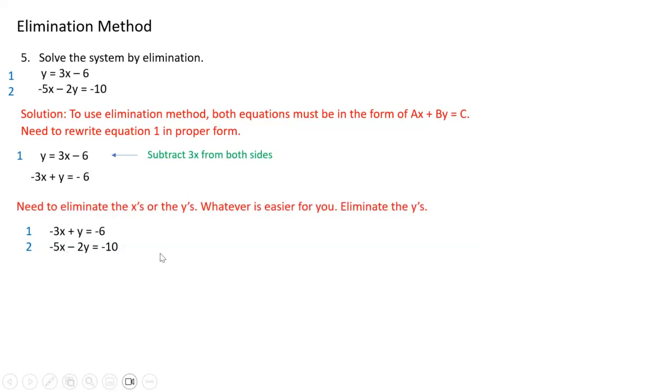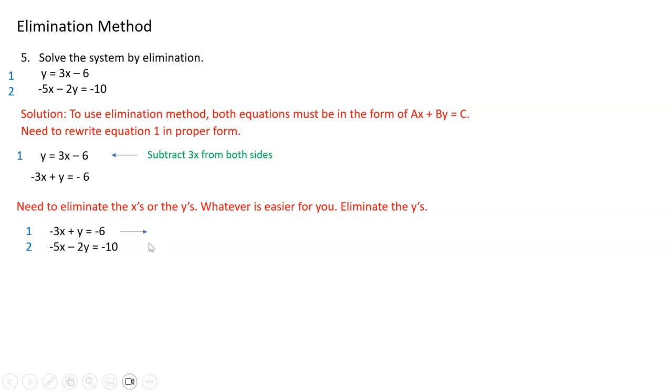Now here, like I tell my students, it's up to you what's best for you. You have to get rid of the y's or the x's. That's why it's called the elimination method. This method is also called the addition method, but in this book, they call it the elimination method. So we have to eliminate the x's or the y's. Here, what I see is it's easier to eliminate the y's because the y in equation 1 is by itself. There's no coefficient in front of it, which means it's a 1.